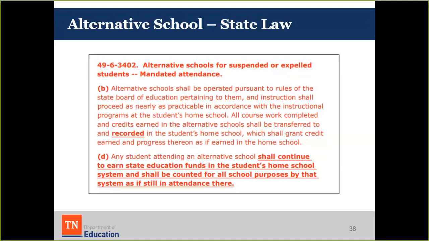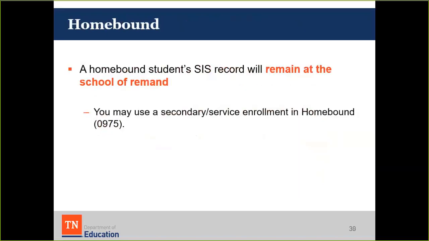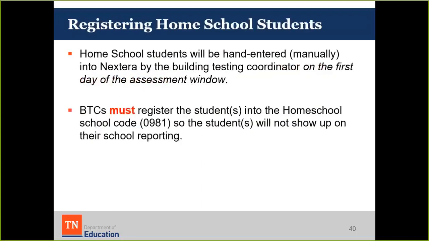But for those of you with alternative schools with school numbers, we do realize this is going to be an issue. And again, both we at Assessment Logistics and the EIS Help Desk will work with you to talk through all of these issues. So homebound students, a homebound student information system record remains at the School of Remand. You can use a secondary or service enrollment in homebound if you want to track that as 0975. You do not have to do that because that student is remaining with their primary enrollment with you.